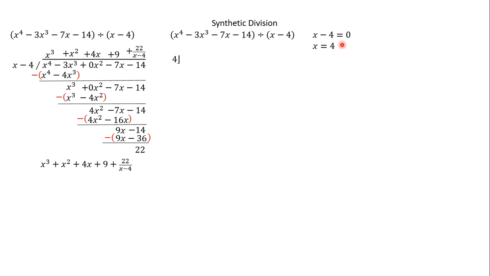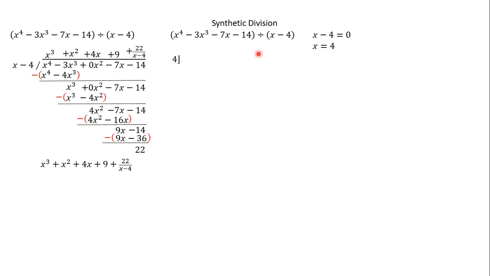3x minus 4. So 3x equals 4, so x would equal 4/3. This would be 4/3. And so that just helps us figure out what that number should be, because that's one of the biggest problems people have with this process. So we have the 4 there.